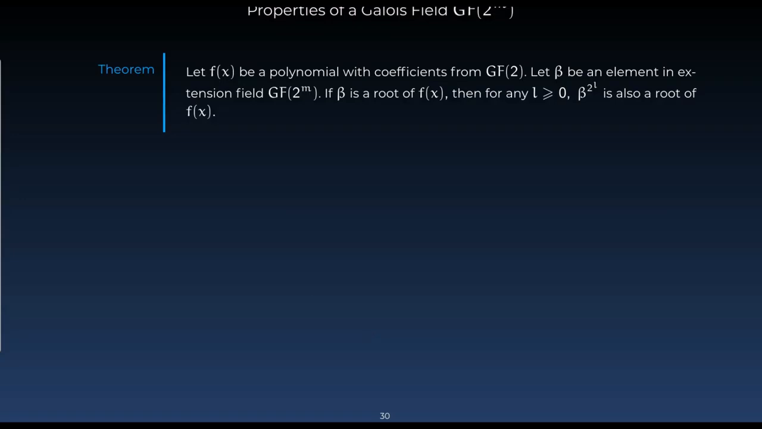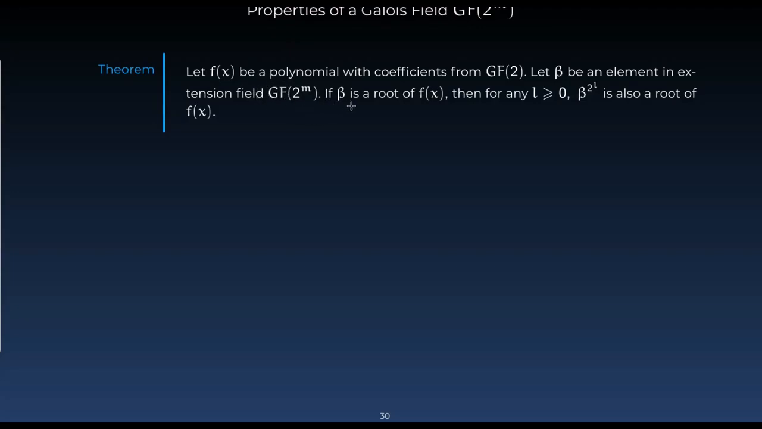So let's move on to some of the properties of Galois field. The very first property or theorem is: let f(x) be a polynomial with coefficients from GF(2), and let beta be an element in the extension field GF(2^m). So beta is basically an element in GF(2^m).